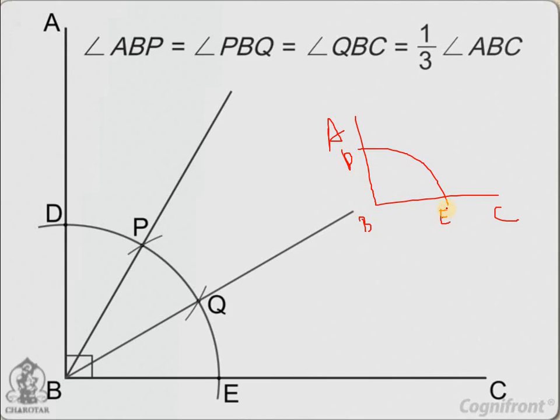Now with the same radius and center E, mark here a point, and with center D mark here a point, join it with this one and join B with this one. So the right angle will be divided into 3 equal parts.